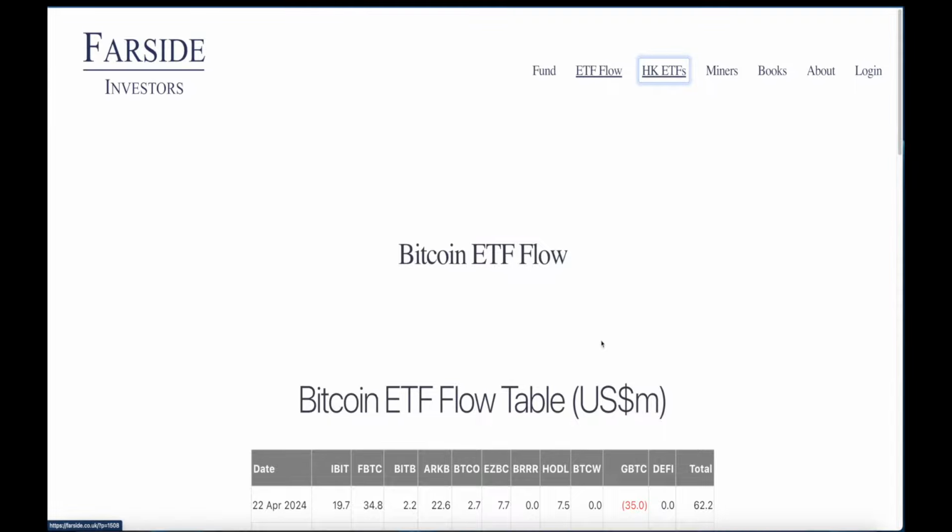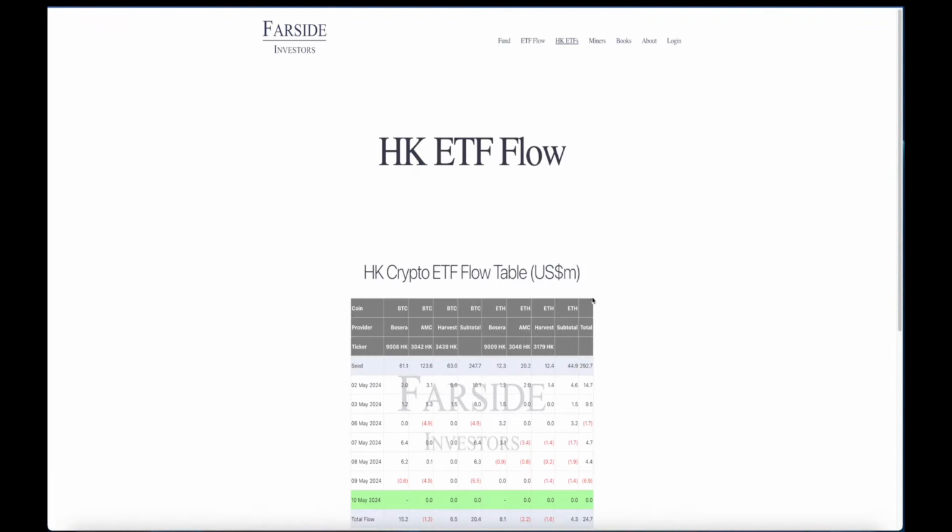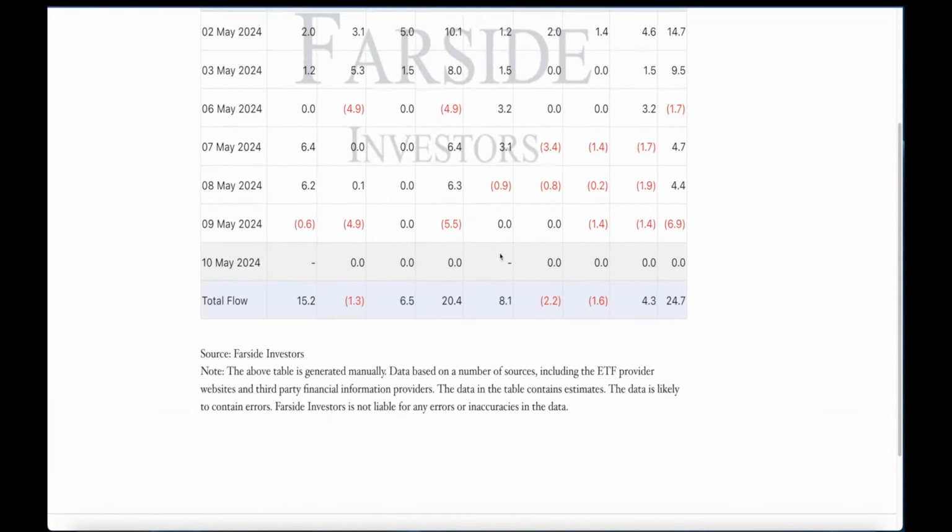And now let's quickly have a look at Hong Kong ETFs, because that's actually quite important to follow as well.